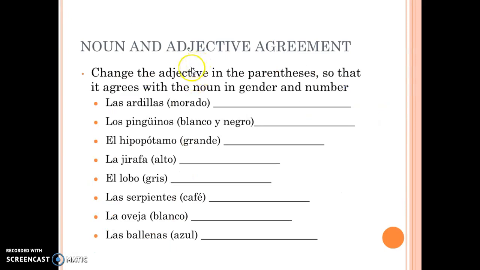Now what you guys are going to do is write down your answers to this practice section. I want you to pause the video because I will show you the answers. Okay, but what you're going to do is you're going to take the items in parentheses and you are going to change them to match the noun that comes before it. So pause the video and I will show you the answers on the next slide.